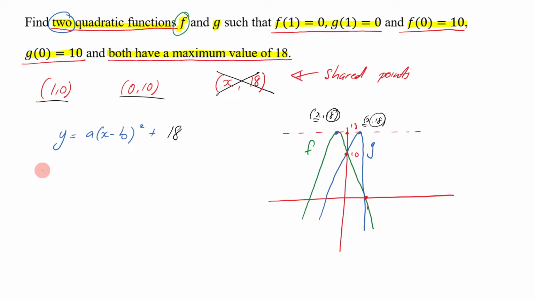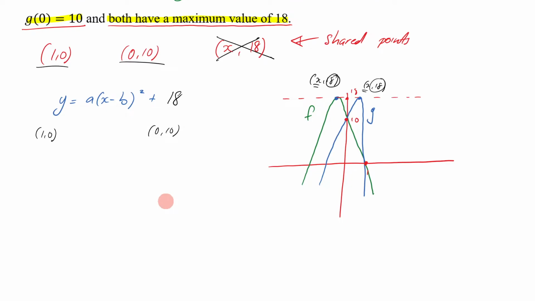So I'm going to create two simultaneous equations, one with (1, 0) and the other with (0, 10). So I'm going to say, all right, this is going to be 0 is equal to a(1 minus b) squared plus 18. And then here I'm going to put 10 into my y spot, 0 into my x spot. Now, if 0 goes here, I'm going to get negative b squared, right? Actually, let me do this slowly, not to lose anyone. Like that, plus that, okay?